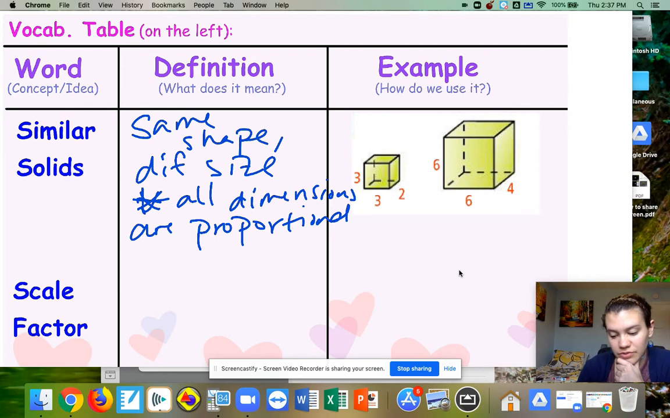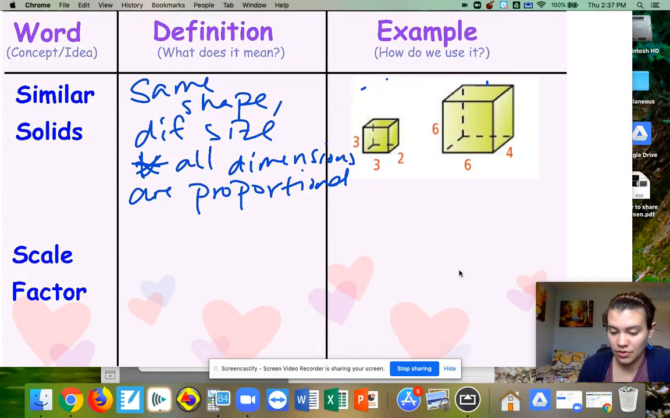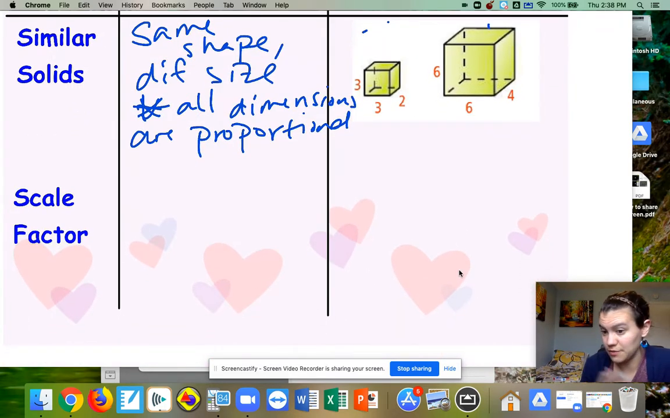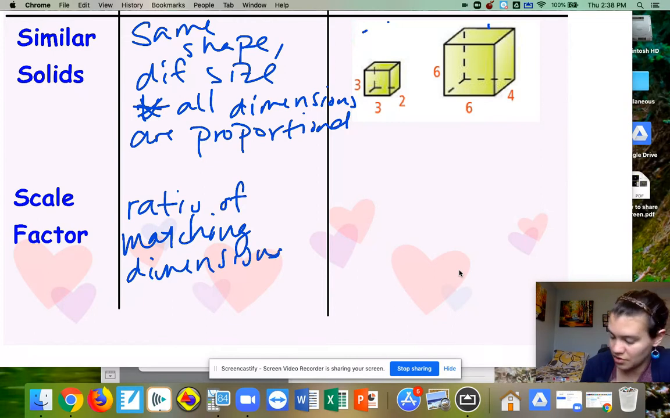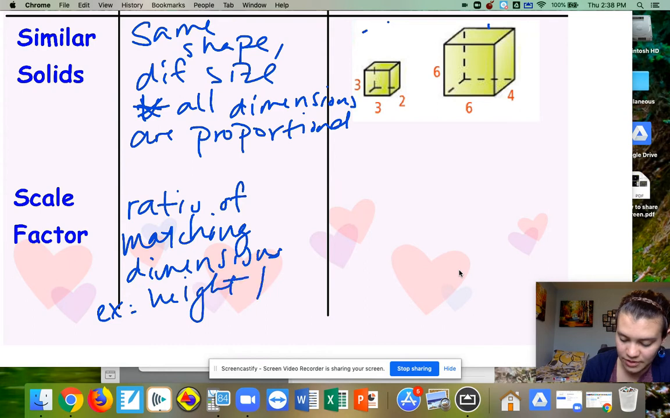So these two rectangular prisms would be an example of similar solids because they're the same shape, they're both rectangular prisms, but one is bigger than the other. So a scale factor then is how much bigger something is. It's the ratio of matching dimensions. So your example would be like the height of one divided by the height of the second shape.